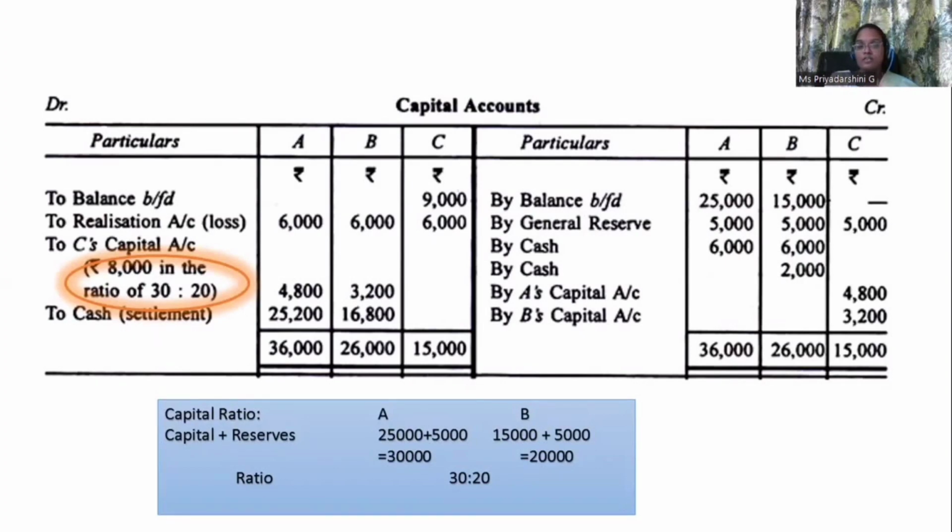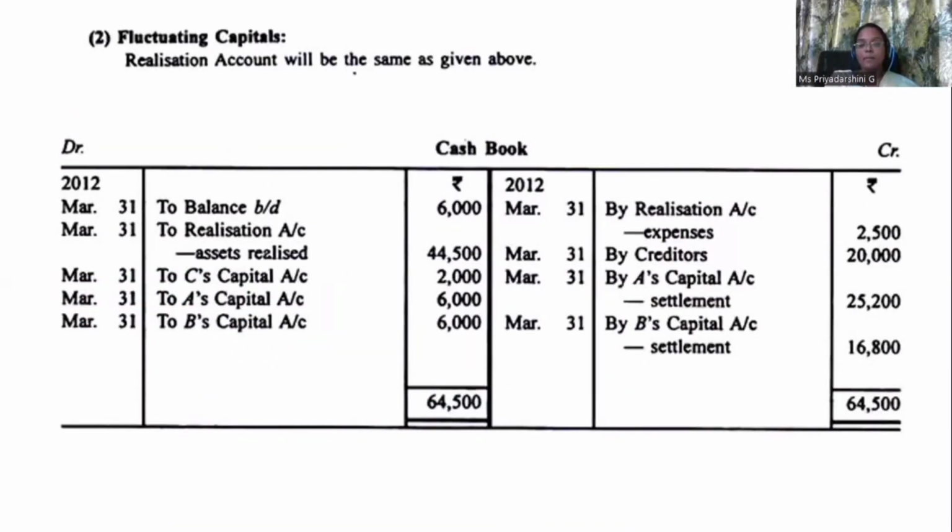In the fixed capital method, the capitals alone are considered for the ratio. But in the fluctuating capital method, not only the capital outstanding but also any reserves outstanding are included, and the ratio is computed on the overall amount. That's why we get a difference in amount. When we carry the same change to the cash book of the fluctuating capital method, since the settlement values vary, you will get different balancing amounts, and we get the cash book ledger self-balanced.